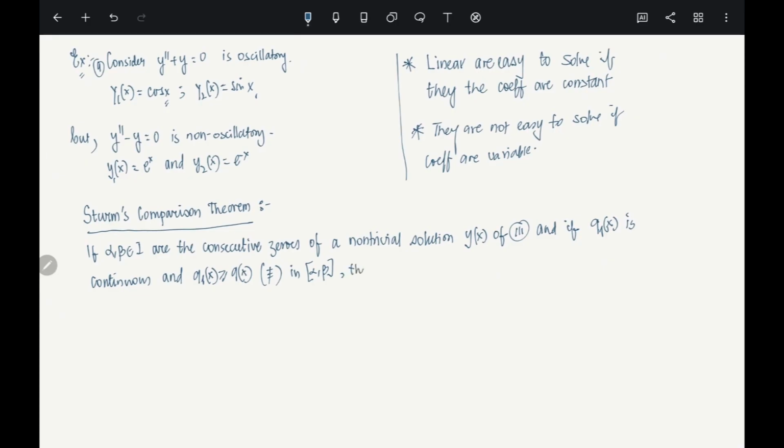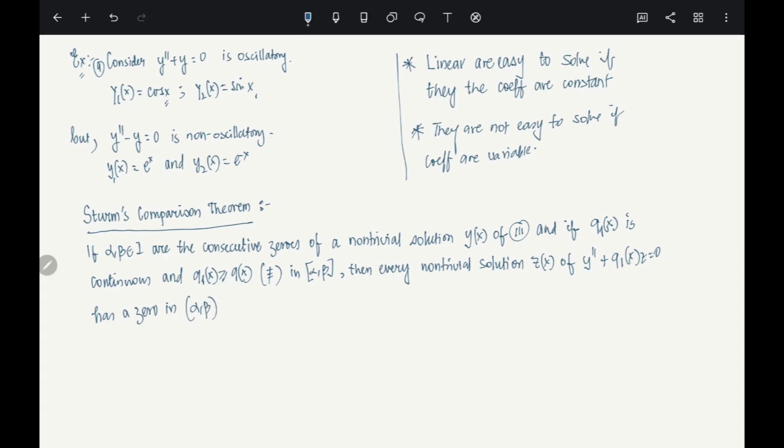Then what you can say is that every non-trivial solution z(x) of y double prime plus q1 of x times z equals 0 has a zero in the open interval (alpha, beta). Okay, fine.